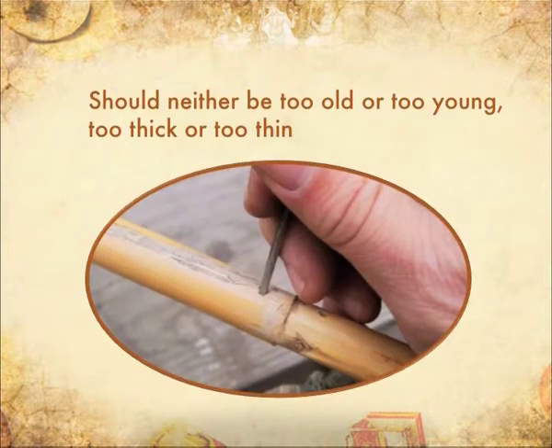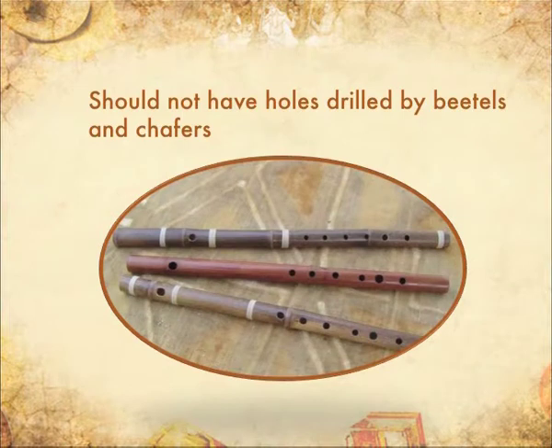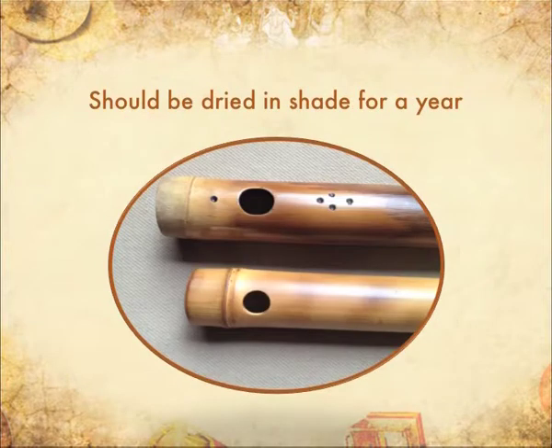It should be neither too old nor too young, too thick nor too thin. The bamboo tree should not have been rocked to and fro by the wind. It should not have holes bored by beetles and shafters. It should be dried in shade for about a year.